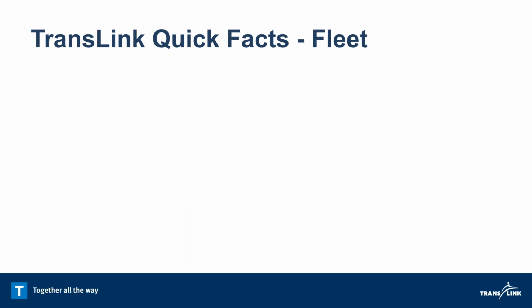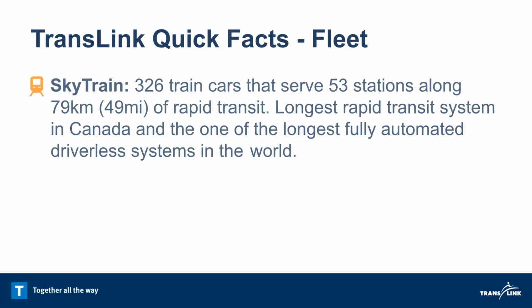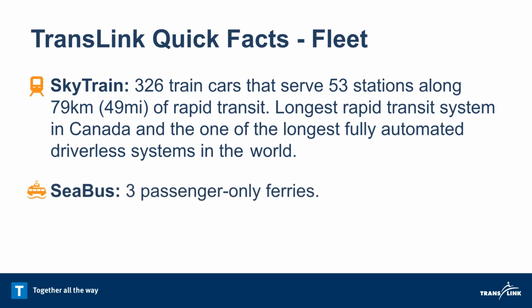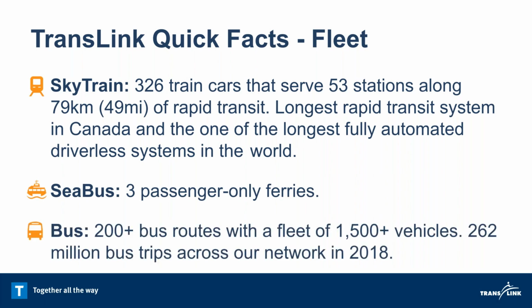A quick overview of TransLink's fleet. So we have SkyTrain. This is our rapid transit system, which is the longest in Canada at 79 kilometers. It's also one of the longest fully automated driverless systems in the world. We have a small fleet of 3 passenger ferries, which connect Vancouver and North Vancouver. And finally, we have buses that serve over 200 routes with over 1,500 vehicles in the fleet. In 2018, there were 262 million bus trips across our network.